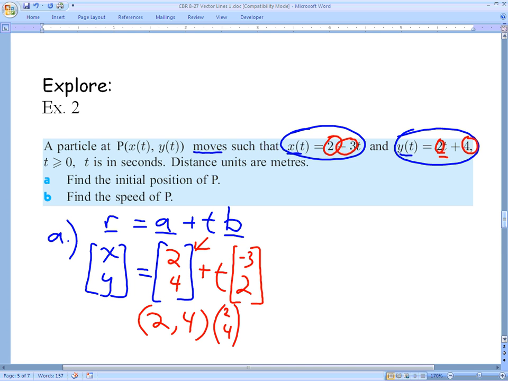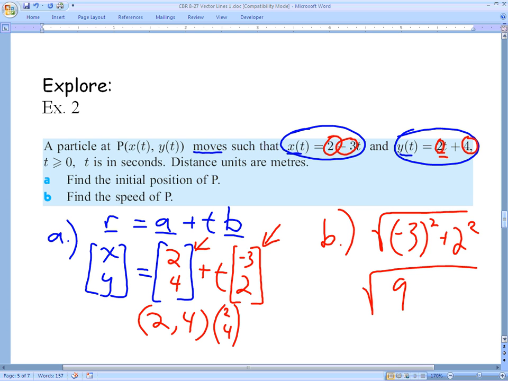Part B says find the speed of P. Well, speed is like velocity, which is like magnitude. So we take the directional vector, not the point vector, but the directional vector, and we do the magnitude. So all we have to do is radical negative 3 squared plus 2 squared, and I end up with radical 9 plus 4, which is radical 13, and we were dealing here with meters per second.